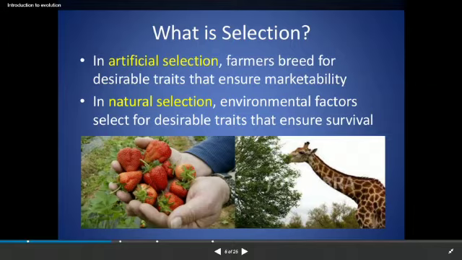But what about natural selection? In natural selection, environmental factors select the desirable traits that ensure survival. So that is called natural selection, in which the organisms which are best suited to the environment are selected by nature and can survive, and the rest of the organisms which are not best suited to the environment become extinct.